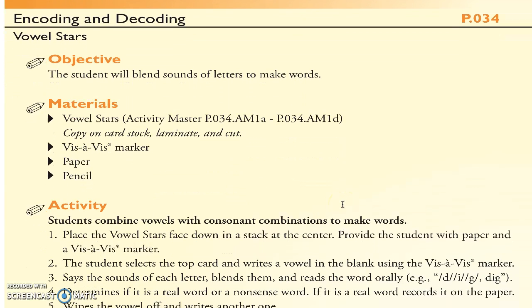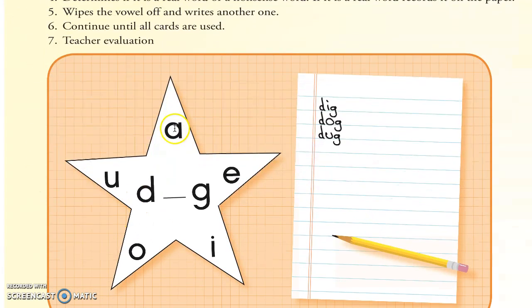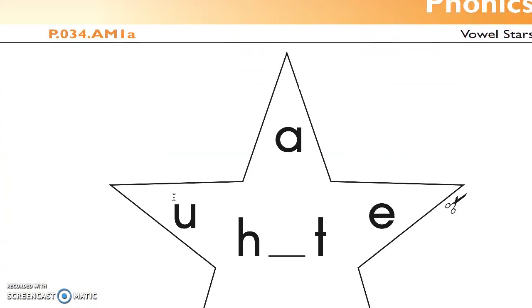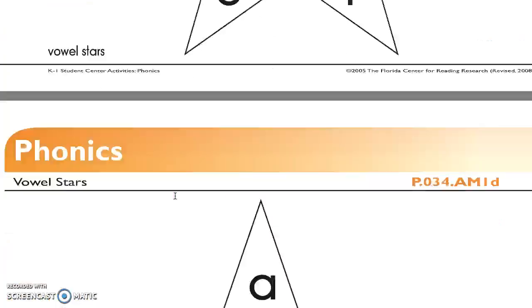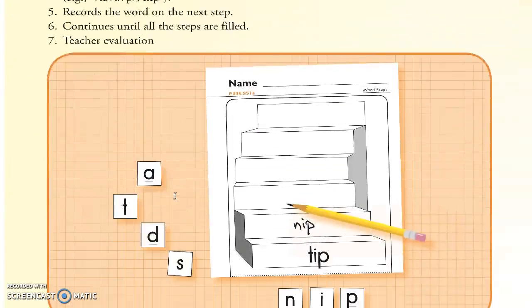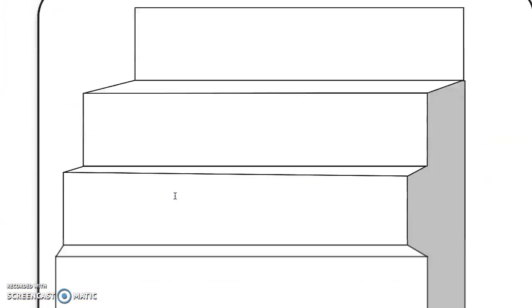Now, vowel stars. The student will blend sounds of letters to make words. This is short vowel words like dag, dog, dig, dug. Okay, you can use this to build words. This is a great little activity for a student to do. Great intervention tool. Student will blend sounds to make words. So this is short vowel sounds.